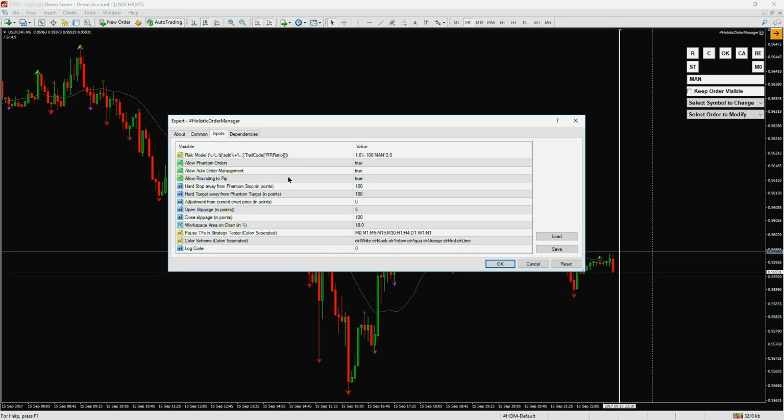Risk model is the most versatile and important parameter of holistic order manager. This sets up the default behavior of holistic order manager. It is set up as a text value. It has three parts. Each part separated by a colon character, and the parts are in a specific order.